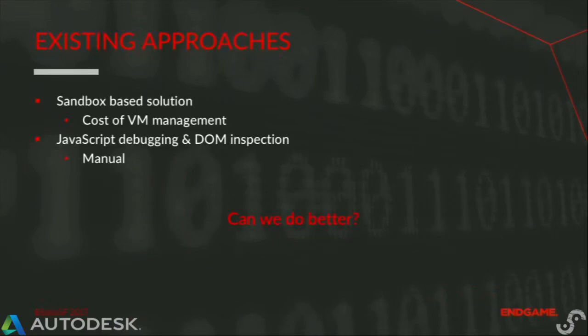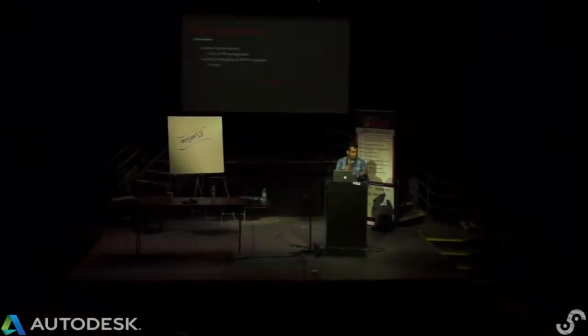So given this challenge, I started looking at what tools and techniques we have at hand to look at exploit kits. They broadly fall into two categories. One is to detonate a URL in a sandbox and then observe the artifacts from the OS. That's a really thorough approach, definitely, but the challenge is the cost of VM management: starting up a VM, saving the state, coming back to it. So you really can't scale that very well.